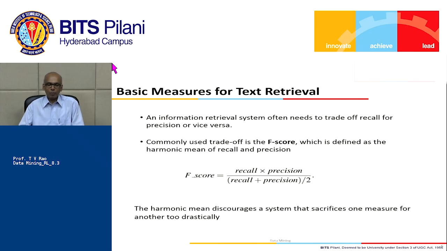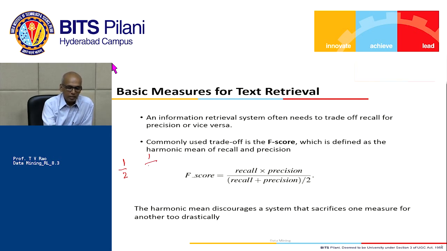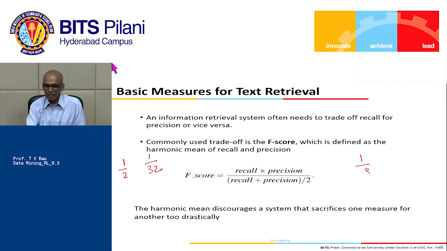These are further combined to create an F-score. The F-score represents the harmonic mean of both recall and precision. This helps us balance recall and precision whenever we are creating a solution. Let's say we have one algorithm which gives us a recall and precision of 1 by 2 and 1 by 32, and then there is another algorithm which gives us a recall of 1 by 8 and a precision of 1 by 8.